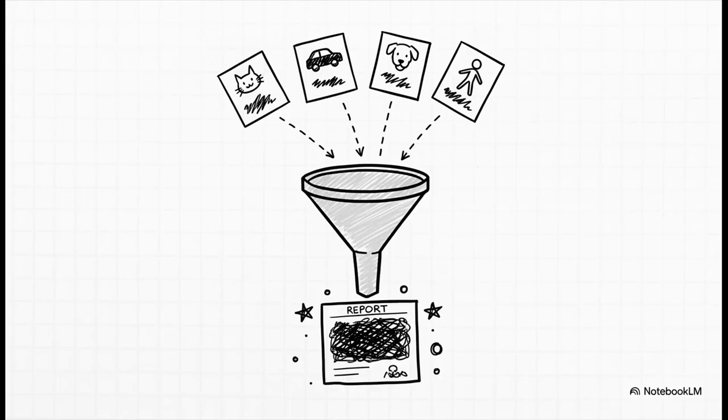And that brings us to the grand finale, mean average precision, or MAP. This is the ultimate report card for the AI. All we do is calculate that AP score for every single thing the model knows how to find. Cats, dogs, cars, people, you name it. And then we just average all of those scores together. That gives us one final number to judge the whole model's performance.